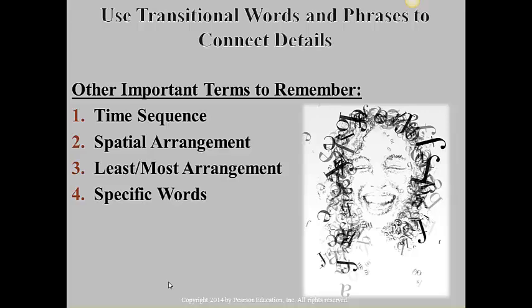There are several different types of transitional words and phrases which connect details. For example, there's time sequence. Time sequence transition words include first, next, during, eventually, finally, later. Spatial arrangement transition words include above, below, behind, in front of, beneath, nearby. Also, there's least, most arrangement. Those transition words include most, above all, especially, and even more.